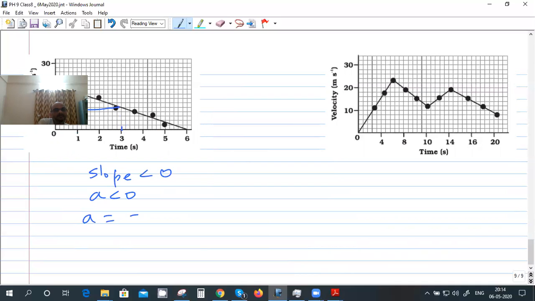I have to find this delta y. Let me approximate, make it 19. 19 divided by 2, meter per second and second. So it is meter per second square. Is that okay?